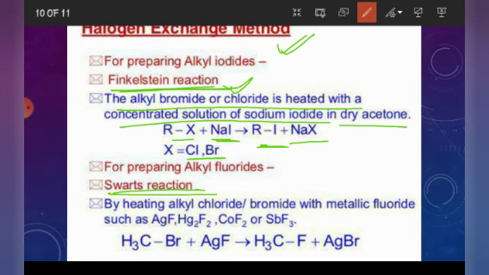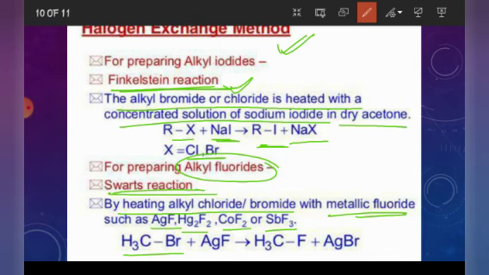Now see the next reaction. By heating alkyl chlorides and bromides with metallic fluorides such as AgF, Hg2F2, CoF2 and SbF3, alkyl fluorides will be formed. See here what we have taken: bromomethane reacts with silver fluoride to form fluoromethane. This reaction is known as Schwarz reaction.